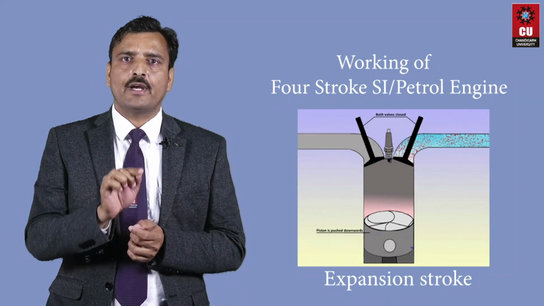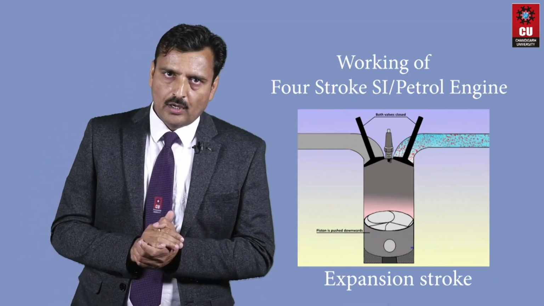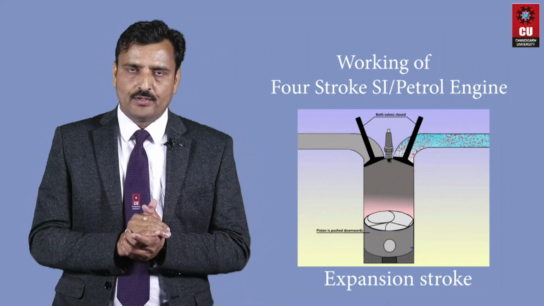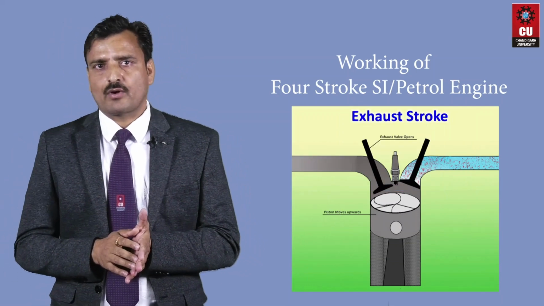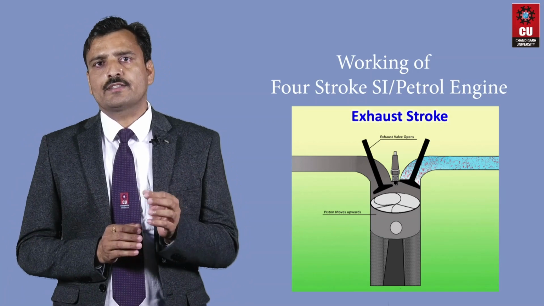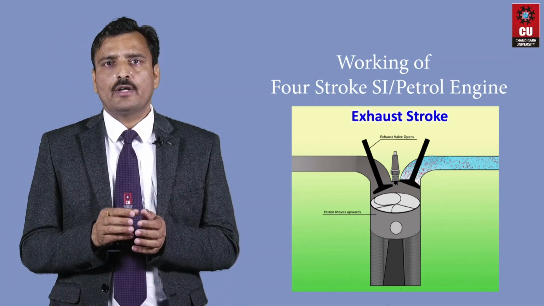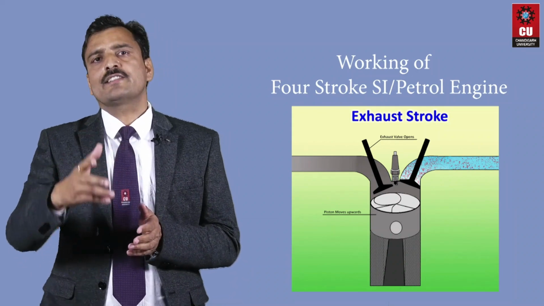and the piston moves from the top dead center to the bottom dead center and the crank rotates through 540 degrees. Both inlet and exhaust valves are closed. And next stroke is the exhaust stroke. The purpose of this exhaust stroke is to clear the cylinder of the spent exhaust in preparation for another ignition cycle.